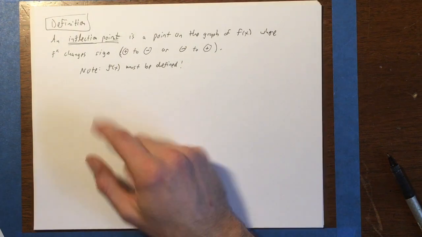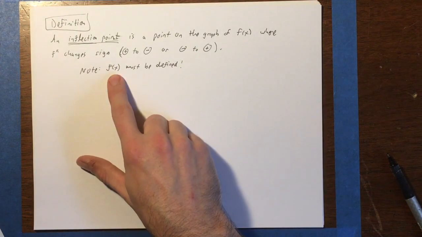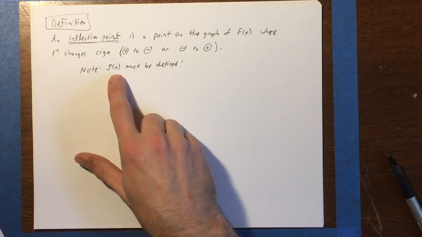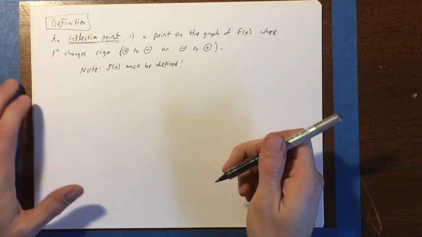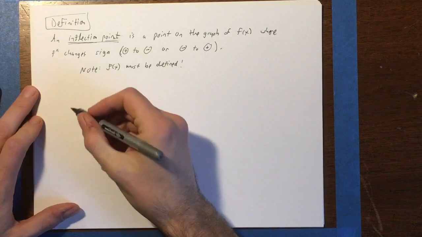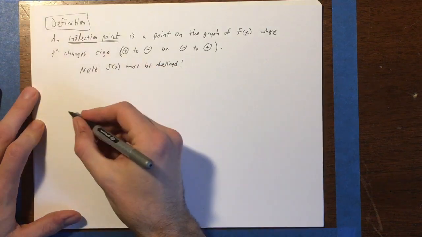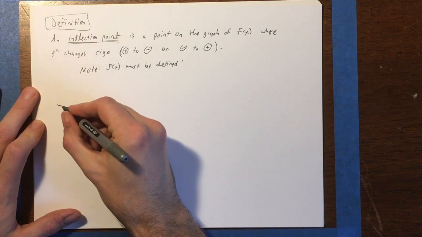So note that this has to be a point where the function f of x is defined, okay? So there's actually going to be a point on the graph. It's not going to be like a discontinuity or a hole or something like that. Let's draw a couple pictures of inflection points.